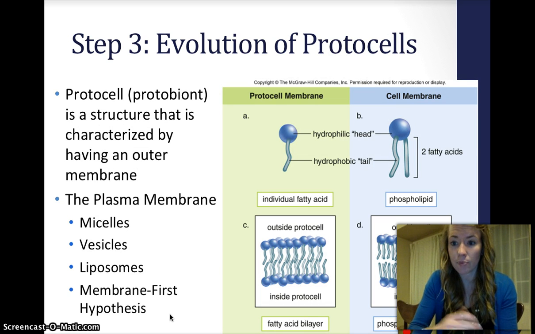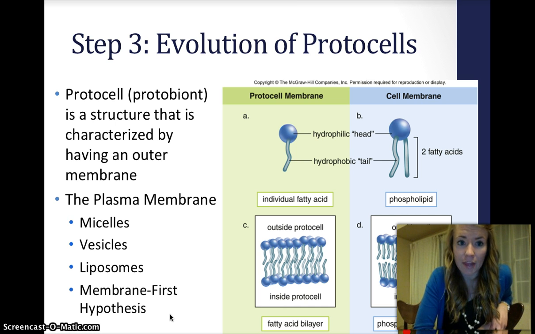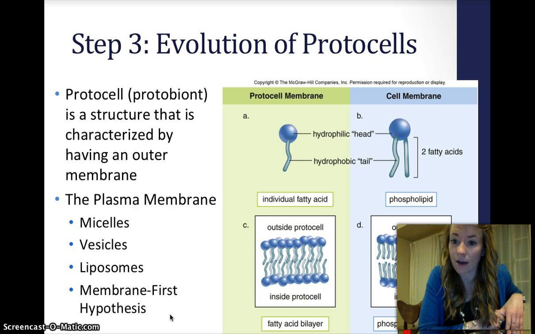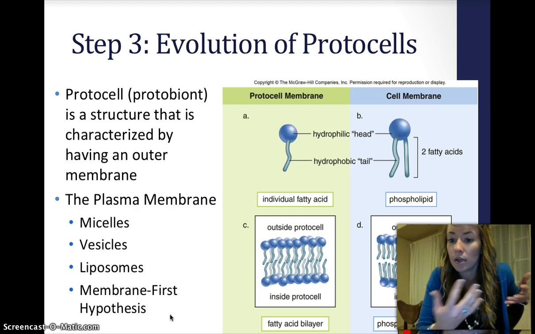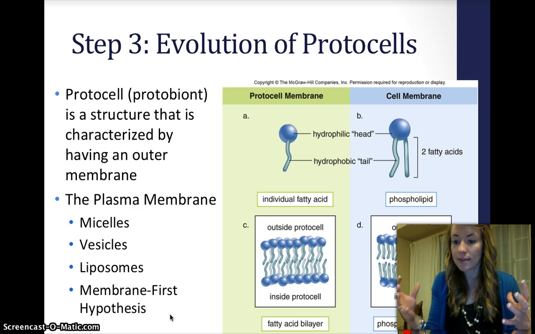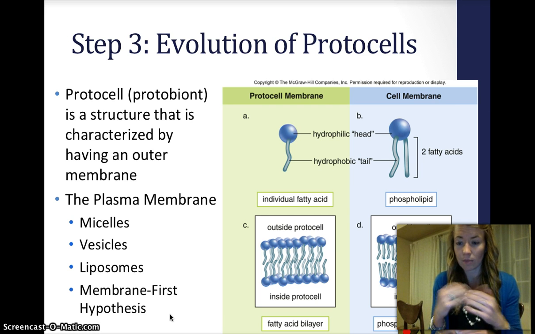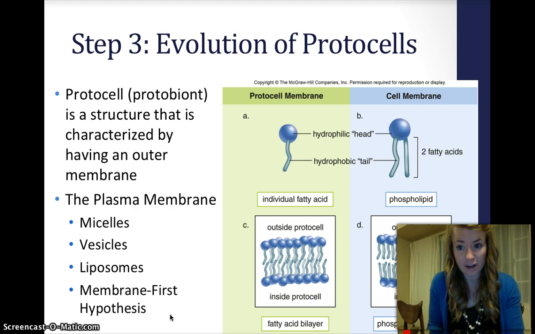Then we have to talk about the protocell. A protocell, or protobiont as they're sometimes called, is a structure characterized by having an outer membrane. Having a membrane is very key to making a cell because we need to have a boundary between the inside and the outside. That way we can have reactions happen inside and we can be a living thing. So the advent of a membrane was very key to the later formation of cells.